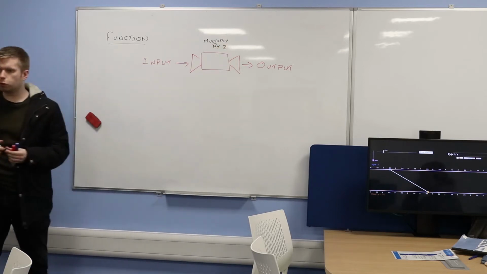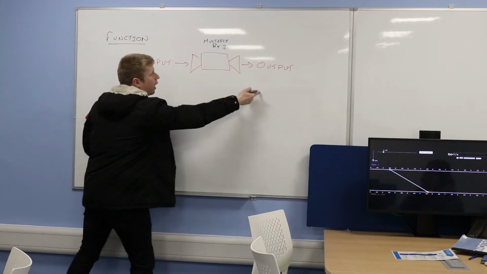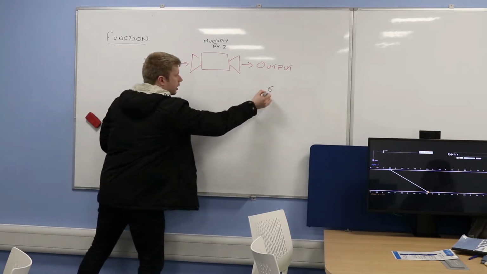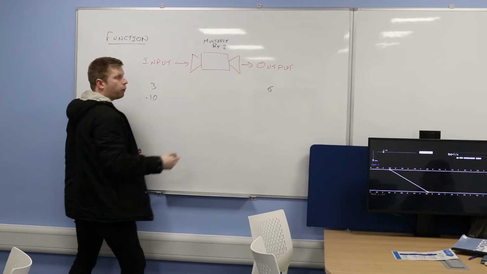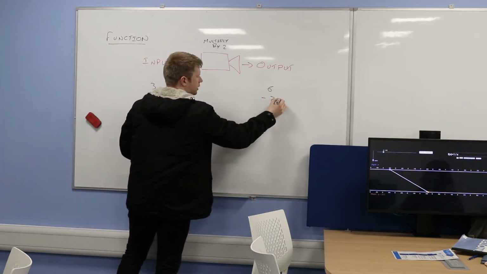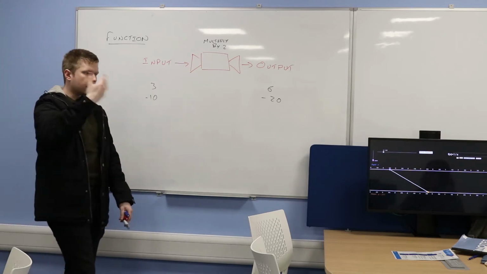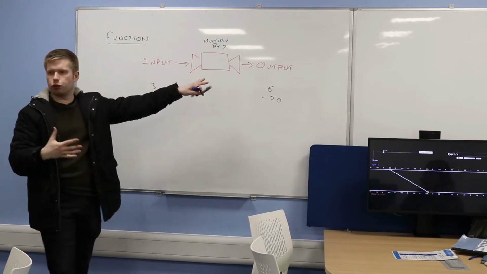An example might be multiply by 2. That's my function, multiply by 2. If I stick 3 in this side, that's my input, what's my output going to be? 6. If I stick negative 10 in this side, what's my output going to be? Negative 20, good, excellent. A function literally takes a value, does something to that value, and maps it onto an output.